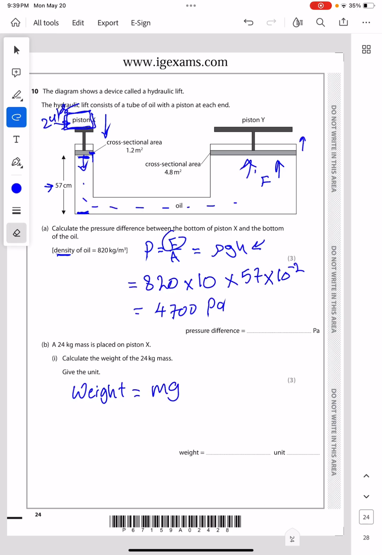So m is equal to 24. It's given to us here, and it's in kilogram. Everything is nice. Then times 10, which means that it is 240 Newton. They're asking about the unit as well. So it's a weight, it's a force. So of course we're going to be using Newton.